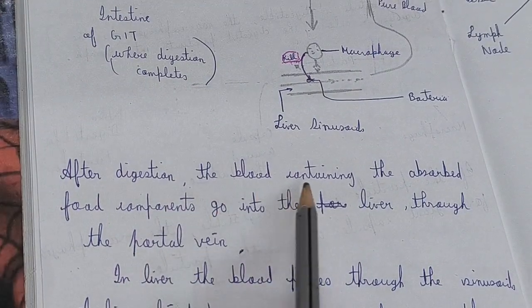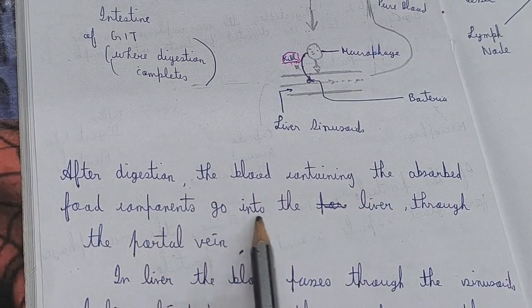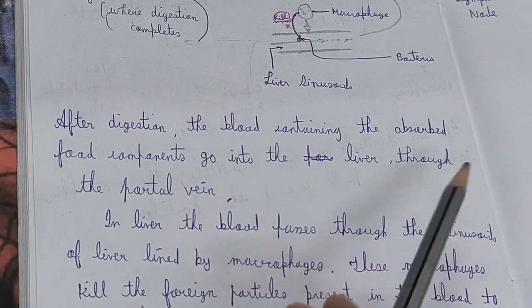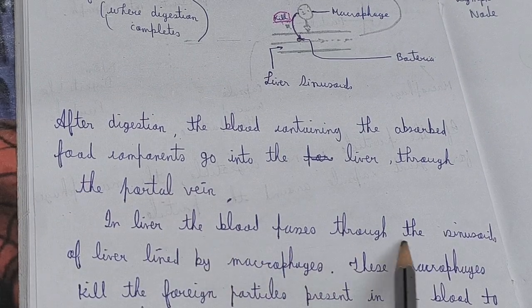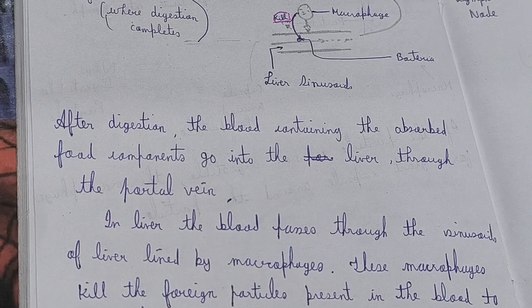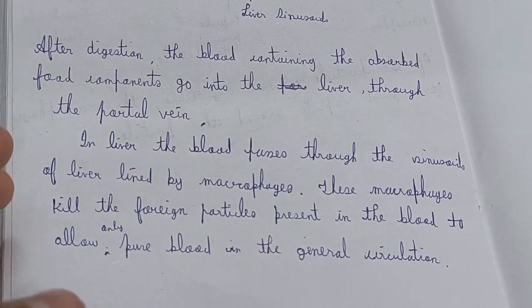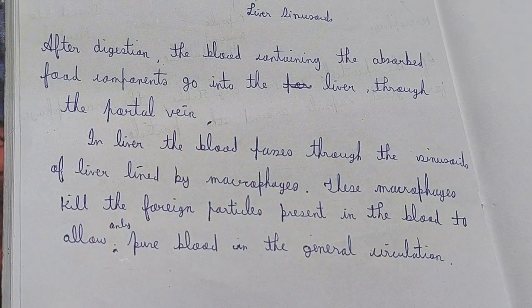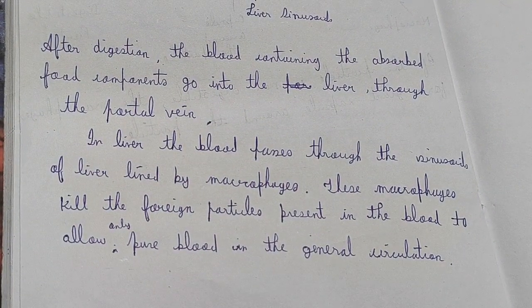After digestion, the blood containing the absorbed food components goes to the liver through the portal vein. In the liver, the blood passes through the sinusoids and the macrophages, and these macrophages kill the foreign particles present in the blood to allow only pure blood into the general circulation. The same thing is explained in your book, but in different language. I'm going to show this.